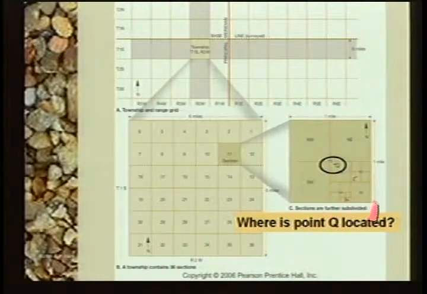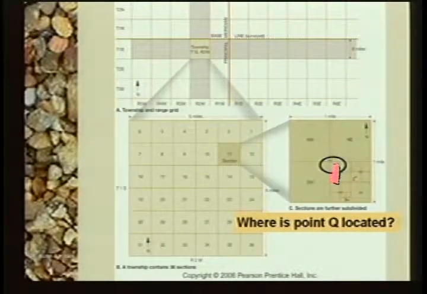Look at this southeast quadrant. See how it's been further subdivided? Again, into northeast, northwest, southwest, and southeast. And we can continue to further subdivide to get closer and closer to the exact location that we want to convey. So, there is a point Q. It's located right here. Where would we say point Q is located?